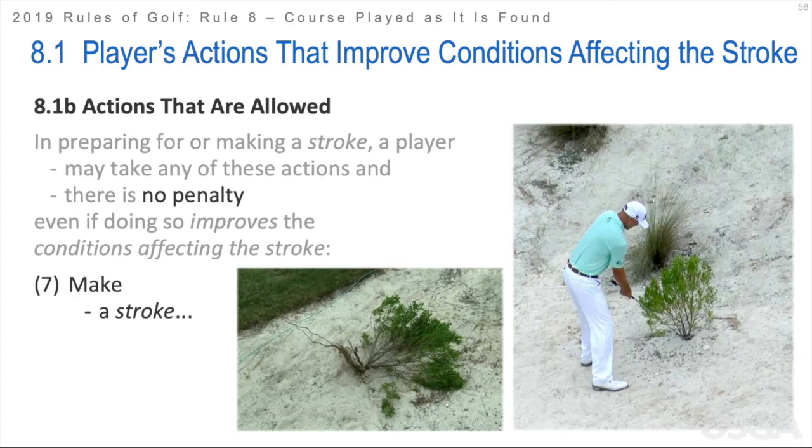If you make a stroke and that stroke results in improvement of your line of play or any other condition, that's okay. I'll go back to the picture here, I think it's Bill Haas. You can see there's a ball directly behind a bush. The bush is right in his swing path, so he goes ahead and plays his shot, and in the course of making the stroke, he pretty much uproots the entire bush. That is not a penalty.